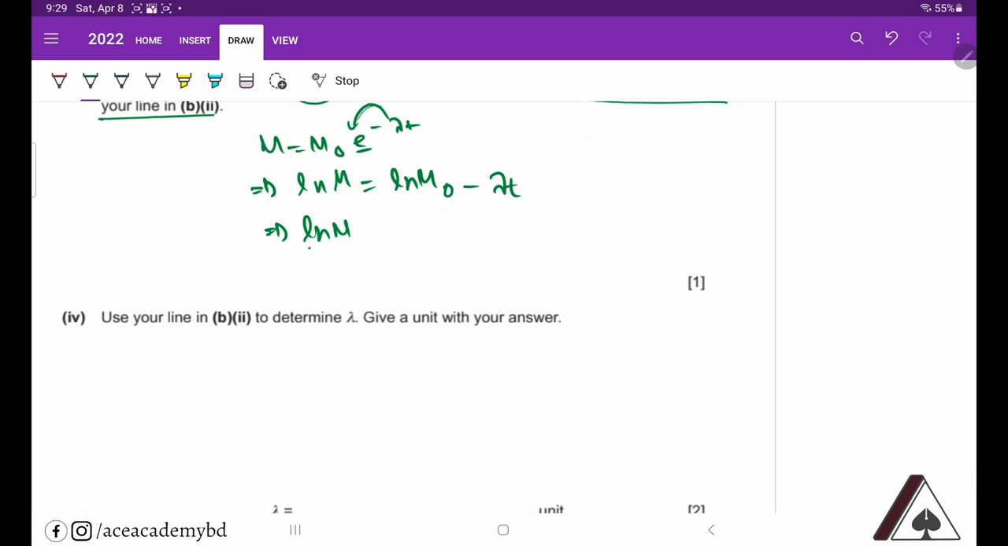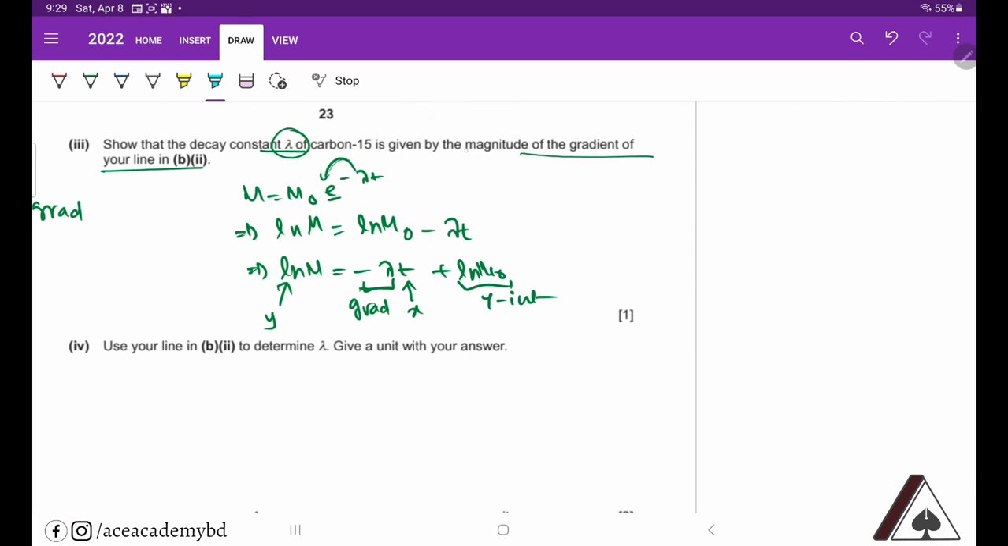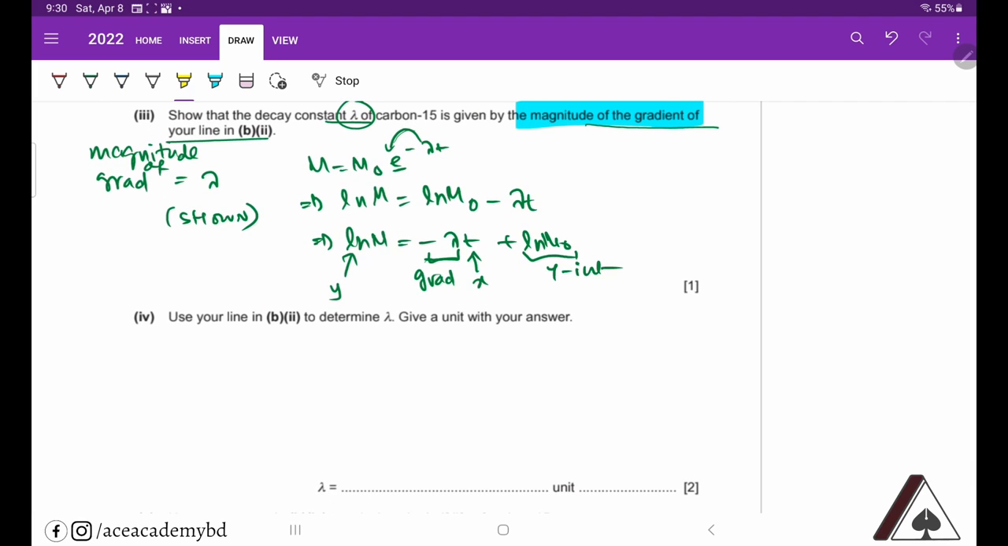And now ln m is basically the value on the y-axis. And t is the value of x, so minus lambda t is basically our gradient term, and plus ln m naught is our y-intercept. So from here, we can see the gradient has a value of minus lambda. Since they're asking for the magnitude of gradient, we do not give any sign for magnitude. So magnitude of gradient is basically lambda. Okay, so this is shown. You will basically have to establish this relationship of a straight line and show that the magnitude of gradient is lambda.